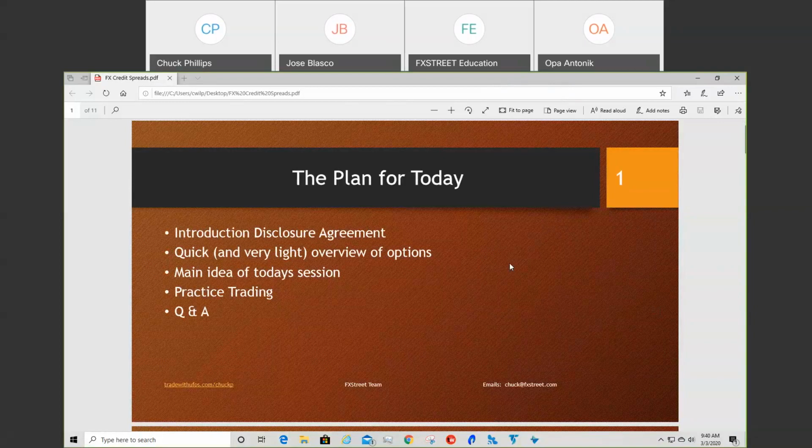Okay. I thought I'd do a quick and very light overview of options. There are many parts that I will skip over in options. It can be fairly simple, but it can also be very complex. So the main thing that we're going to cover today is a credit spread, and then we'll go into checking the charts and seeing if we can find anything. And of course, Q&A is anytime you want, but specifically at the end as well.